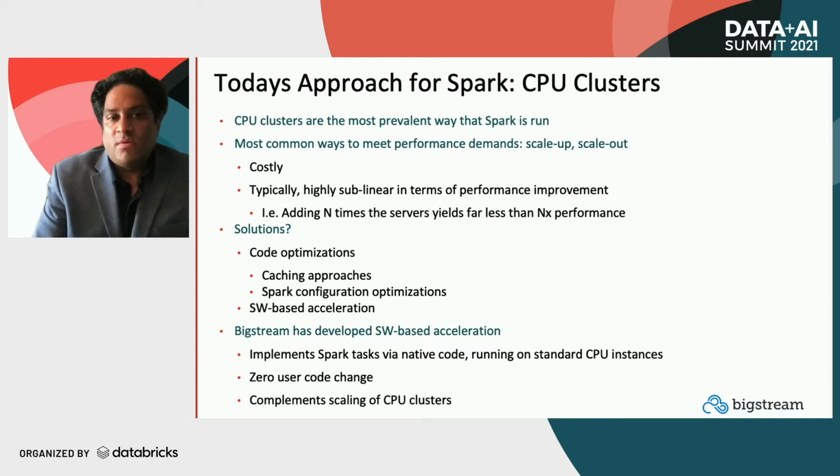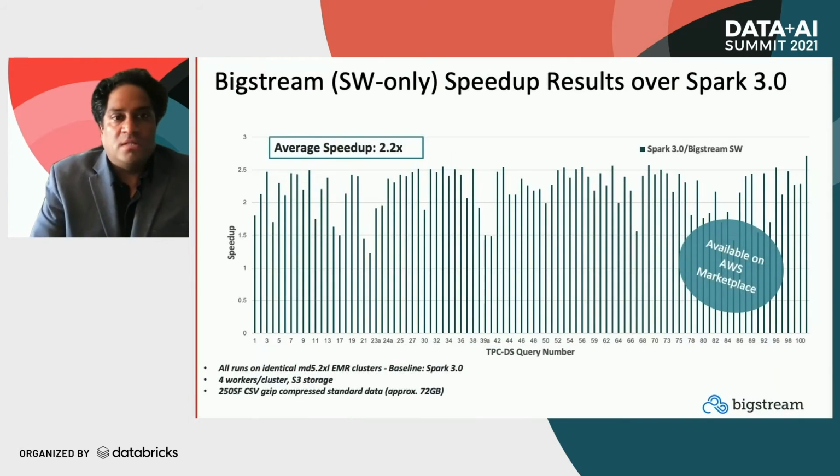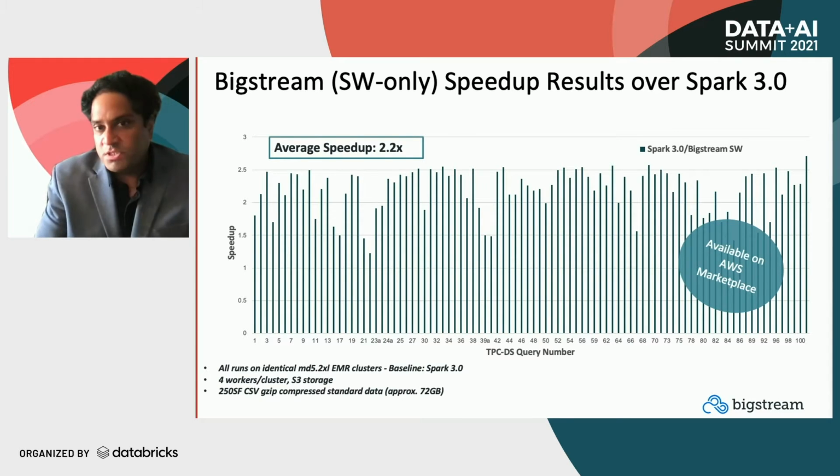So, software-based acceleration is a way to accelerate without the advanced hardware we're talking about today. And I just wanted to show a very quick result. This is a set of business intelligence queries called TPCDS that we ran on standard Spark 3.0, and then with the software-based acceleration provided by Bigstream.